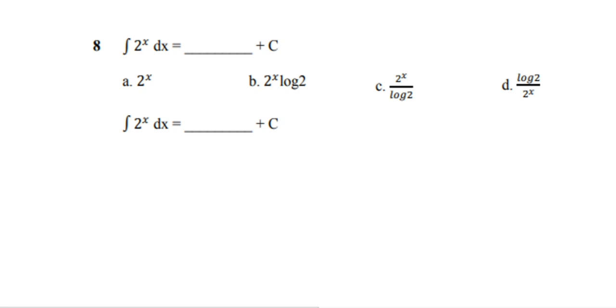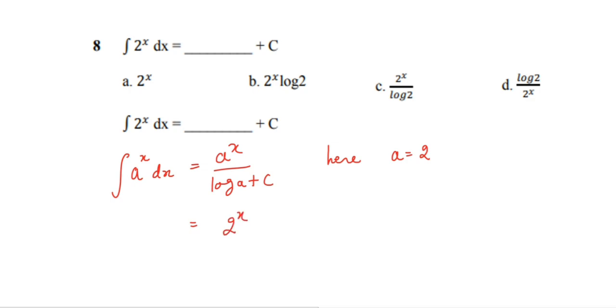Question number 8 is a very simple question. We have already learned that the integration of a to the power x dx is equal to a to the power x upon log of a plus c. So here you can check that a is equal to 2, so the answer will be 2 to the power x upon log of 2 plus c, and that is option number C, which is correct.